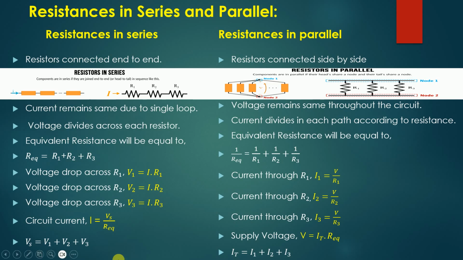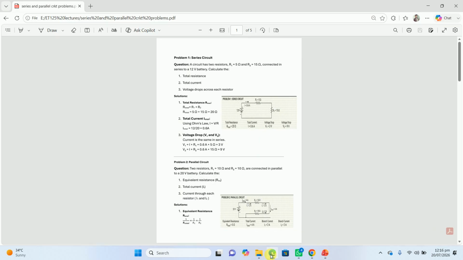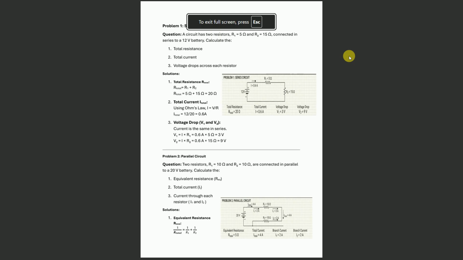Now we solve simple problems related to series and parallel circuits. So here is the first problem, which is regarding a series circuit. Here a circuit is given in which two resistors have values R1 equal to 5 ohm and a second resistor R2 whose value is 15 ohm.